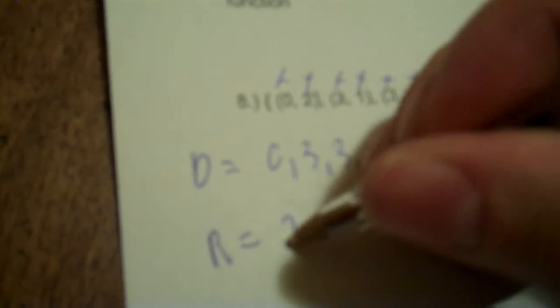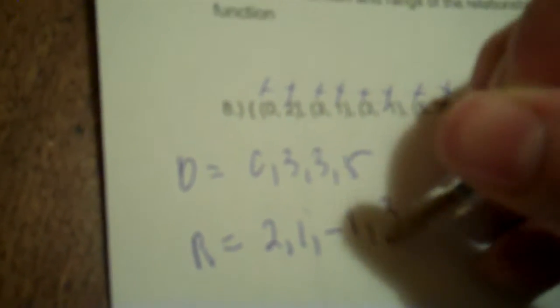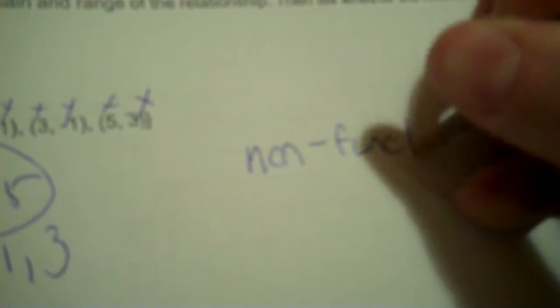Okay, then the last page. Identify the domain and range of the relationship, then tell whether the relationship represents a function. So domain, range. So the domains are x's: 0, 3, 3, 5. The range are the y's: 2, 1, negative 1, 3. Circle the domain. Do you have any repeats? Yes, you do. That's a non-function then. If you have repeats in the domain, the range doesn't matter. I want to see it, but I don't circle it.